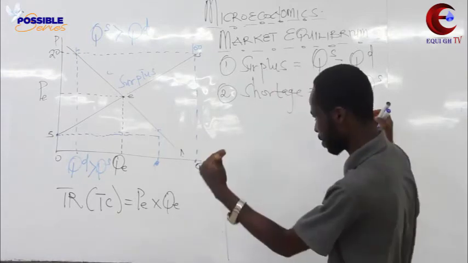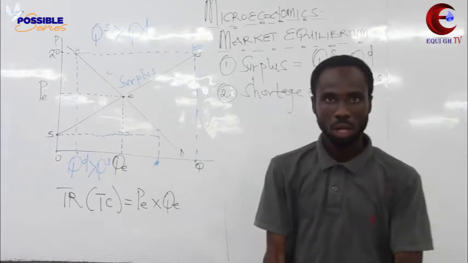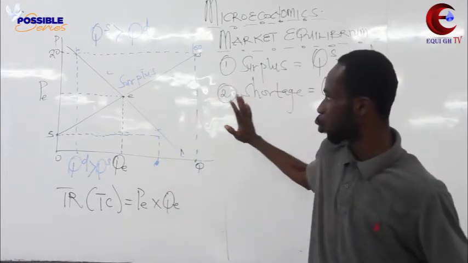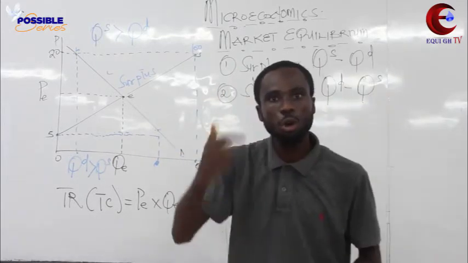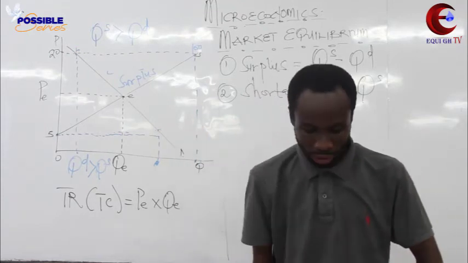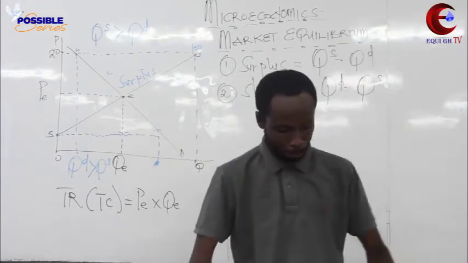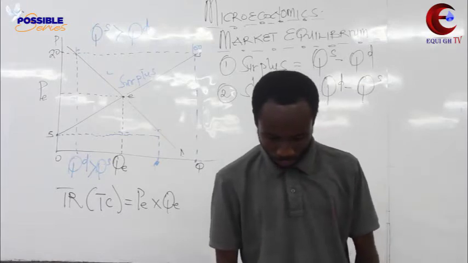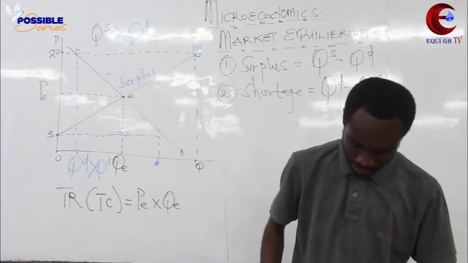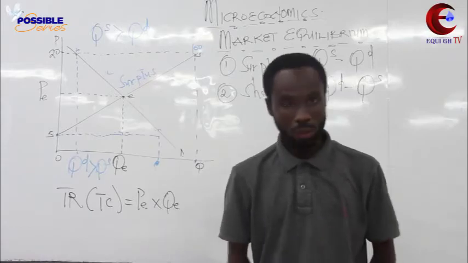Now, having understood this, let us solve a small question, and then from there we conclude and move on. We conclude on this one, and then we look at consumer surplus and the producer surplus. Now pick up the book, Possible Series. We are going to look at page 59 and page 60. The question over there. We are going to solve the question there.